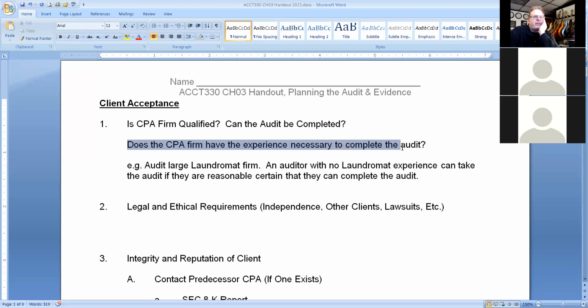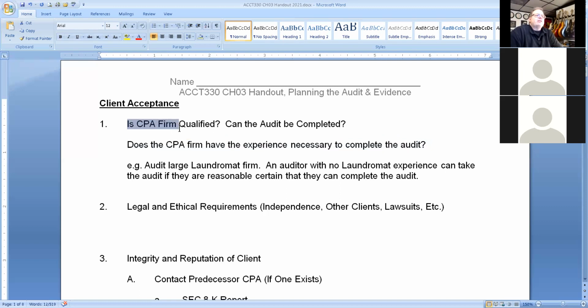So does the CPA firm have the experience to complete the audit? Even if they don't have the experience, it is possible for them to take the audit if they're reasonably certain that they can get the background that they need to complete the audit successfully. And again, it could be doing research, it could be bringing in experts. However they get their information, that's fine. And again, why would they become experts in doing laundromat audits if they don't have any laundromat clients? They wouldn't.